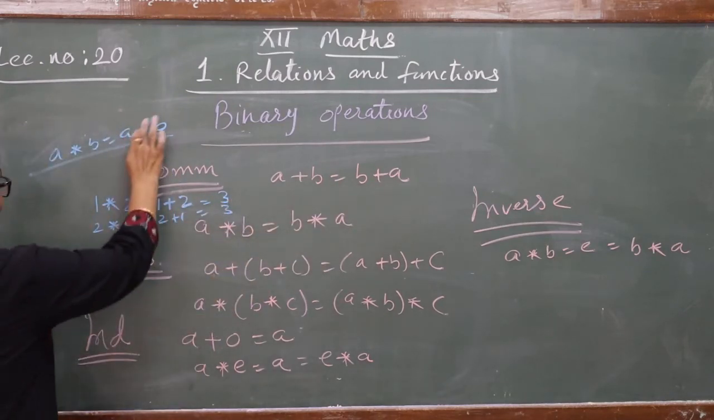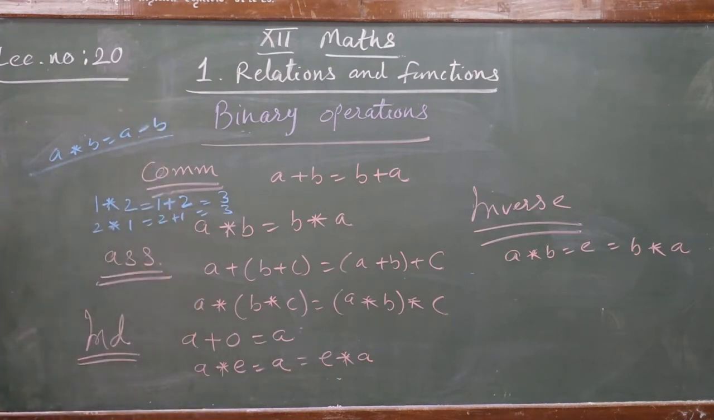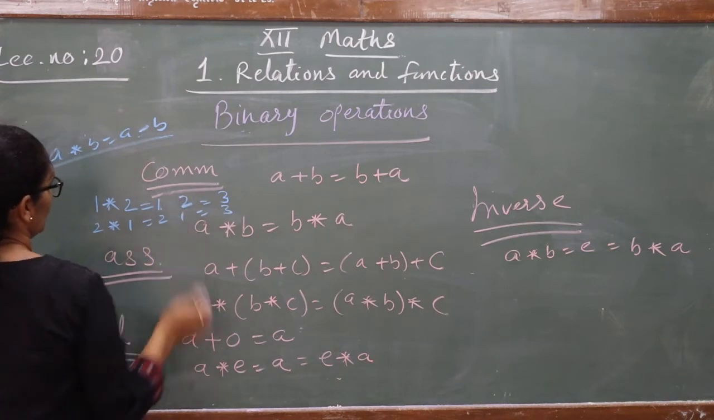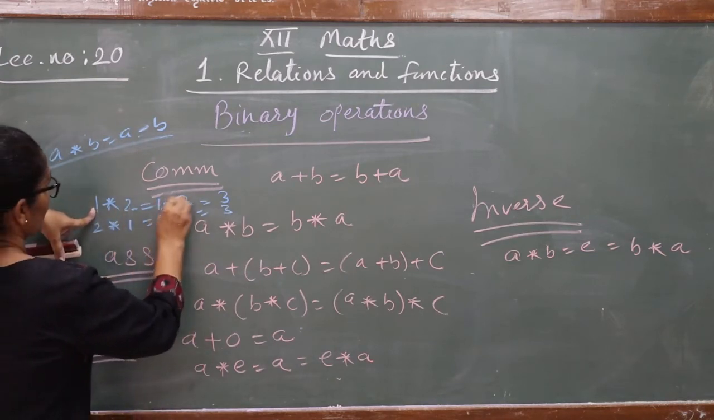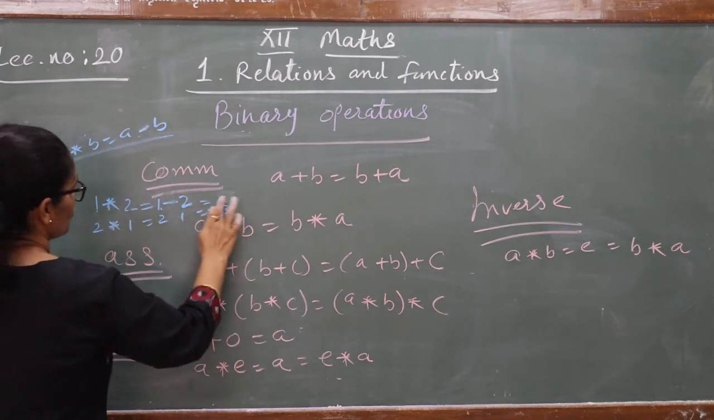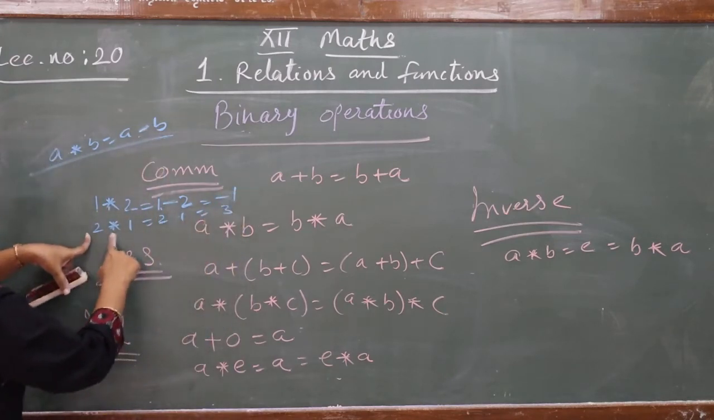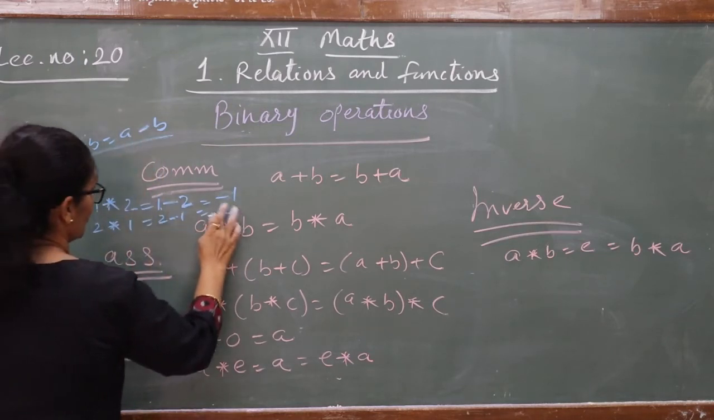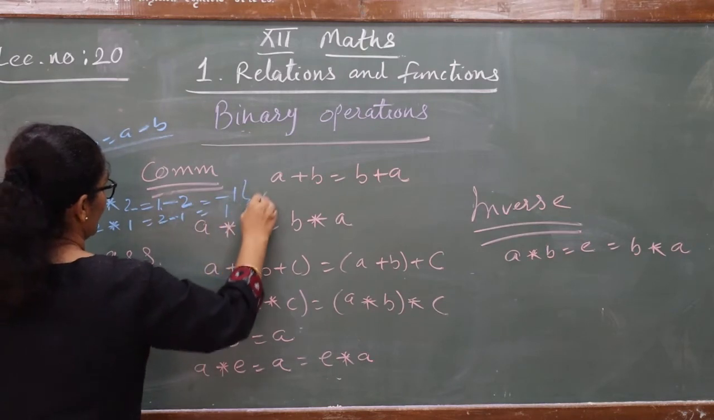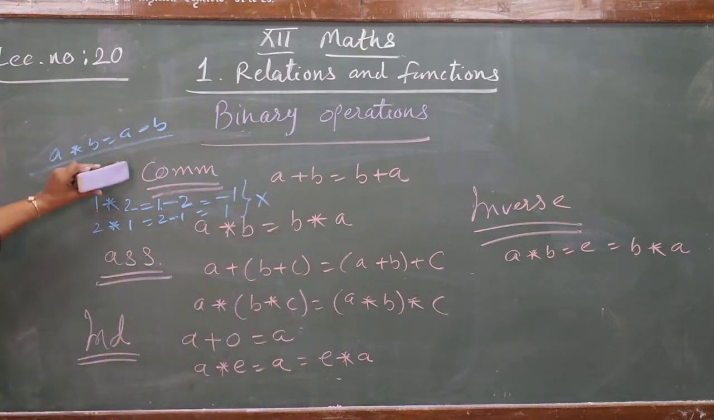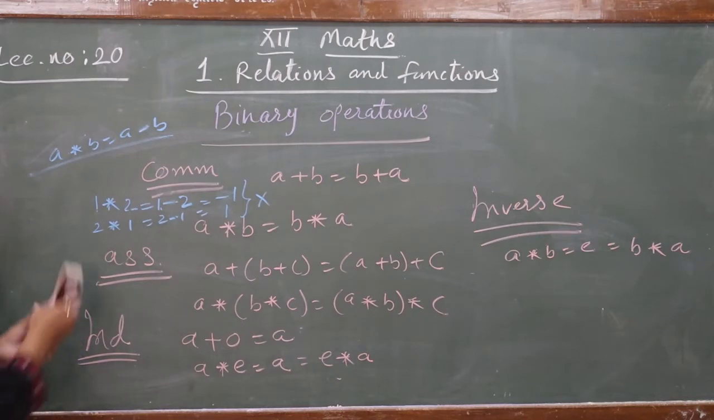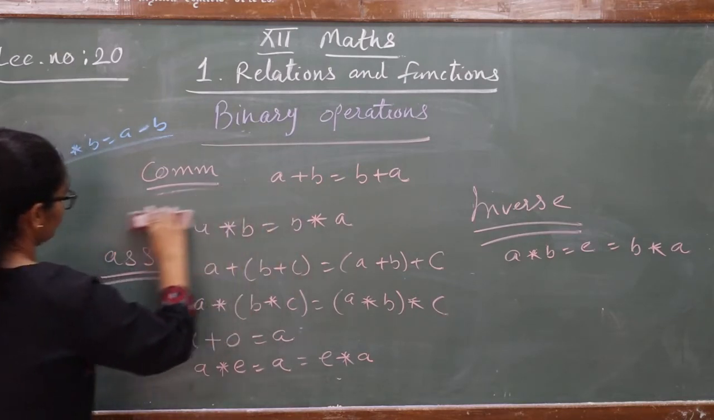But if I take the same thing with subtraction, is it true for subtraction or not? Let's check it. 1 asterisk 2 means 1 minus 2, so we get minus 1. Now 2 asterisk 1 means 2 minus 1, because here we have considered subtraction. So 2 minus 1 is 1. These two are not the same. So if the relation is given with addition, it is a binary operation and it is commutative, but not for subtraction.